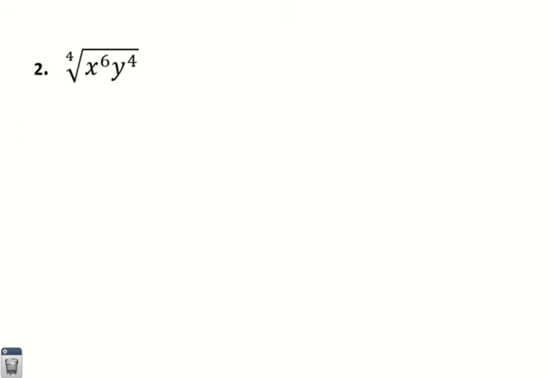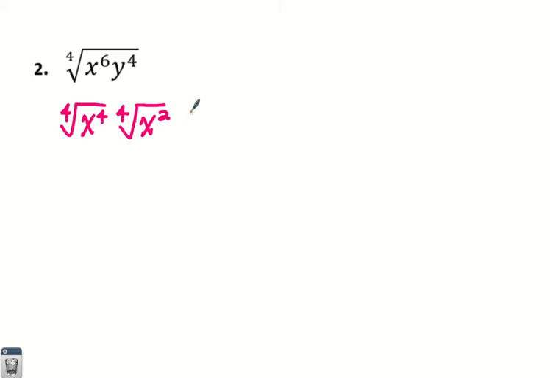Number 2, this is a fourth root, okay? So we want to take the fourth root of x to the sixth and the fourth root of y to the fourth. Now, we can't take a clean fourth root of x to the sixth, so we're going to have to break off something from x to the sixth that we can. And we can break off x to the fourth, and that's going to leave x to the second, which is still going to be trapped under there.